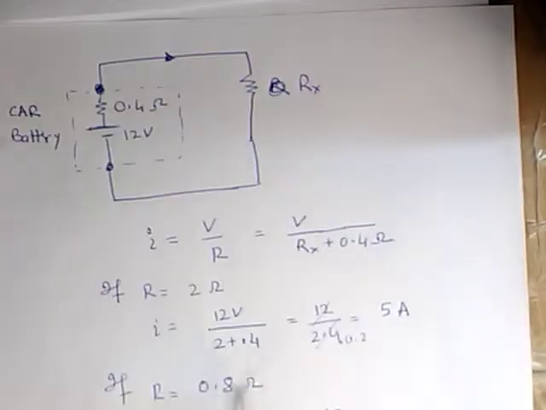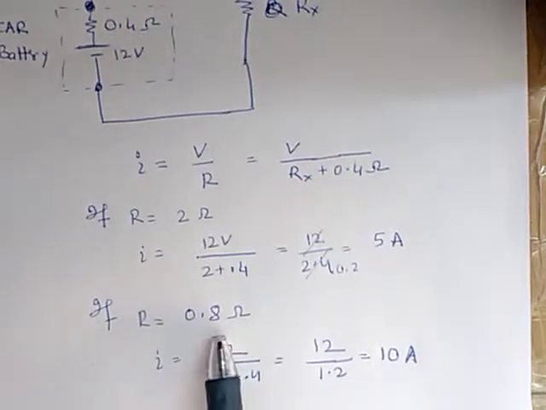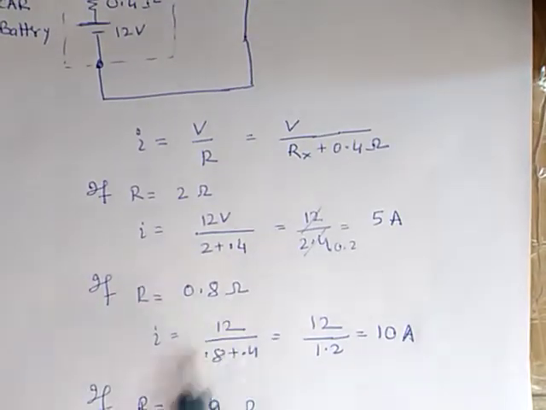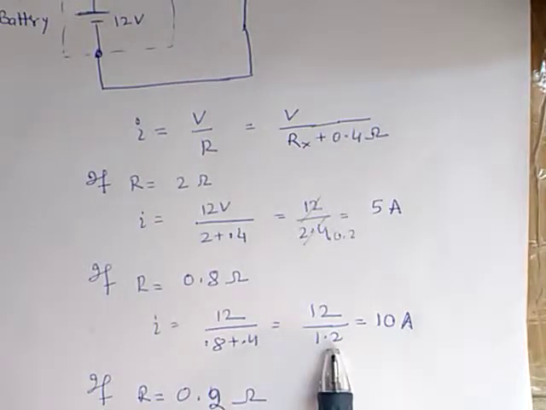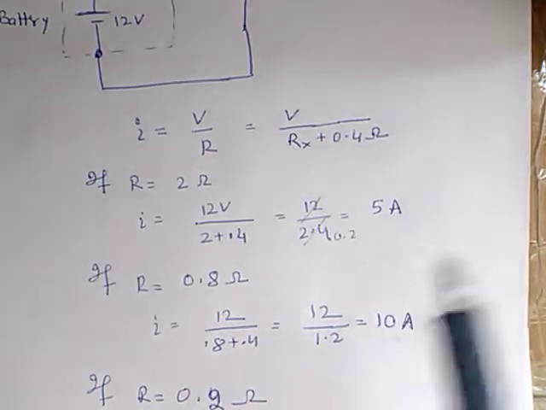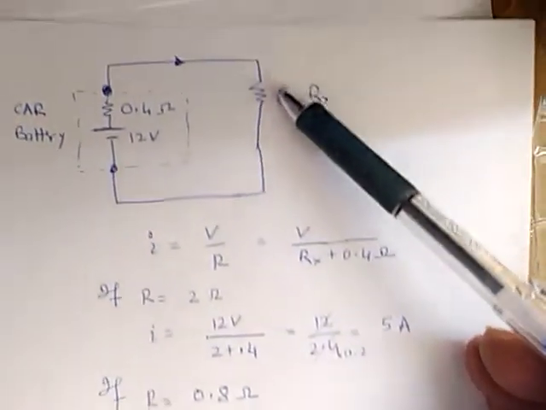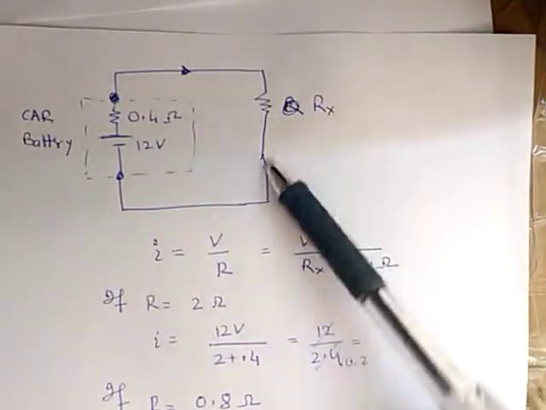What if we reduce this resistor to, let's say, 0.8 ohm? In that case, the current will be I equal to 12 divided by 0.8 plus 0.4, which is 1.2, and that gives 10 ampere. As we reduce this resistance, the current increases.